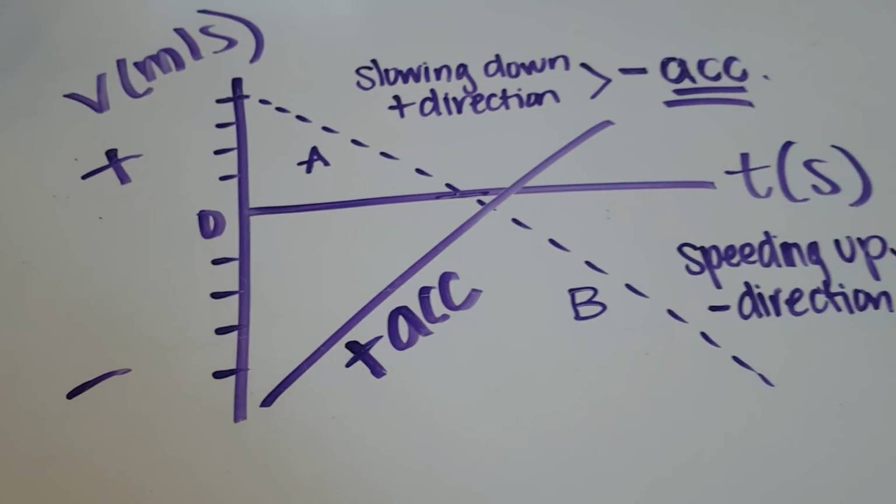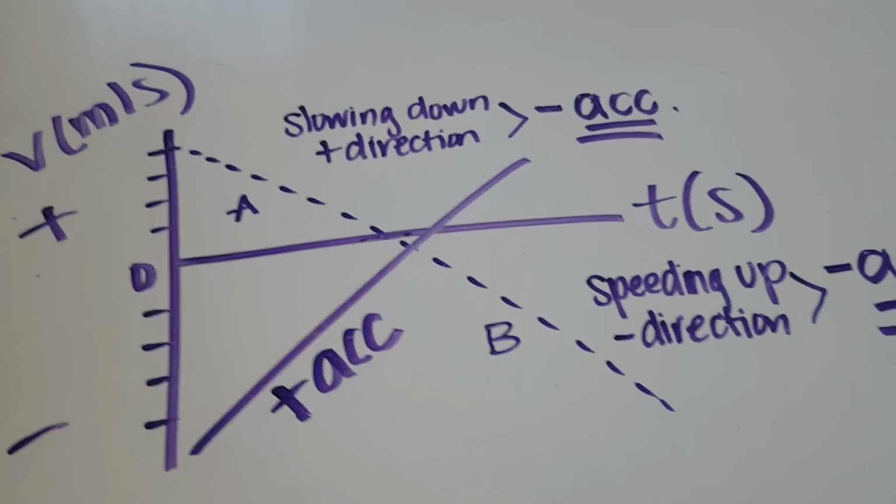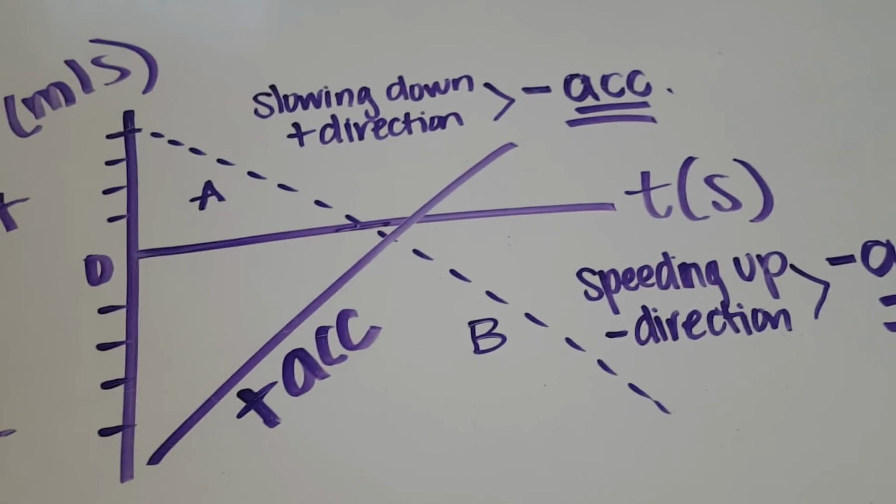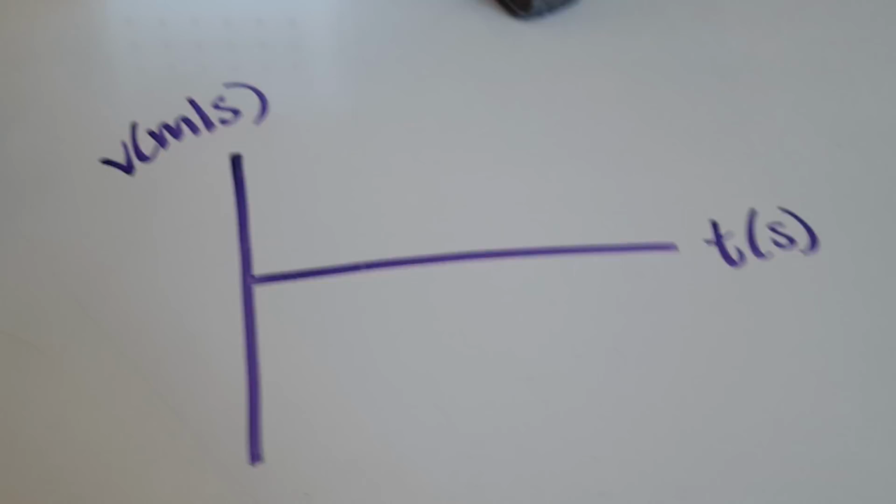So you can kind of see the trends here in the graph, and I really think it's better to understand positive and negative acceleration by looking at it graphically.